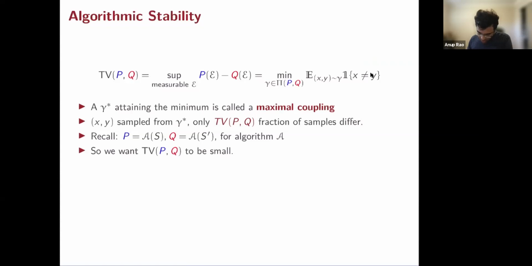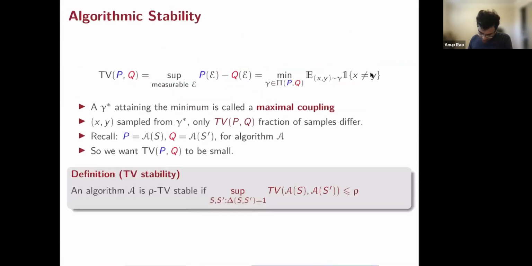So we want the total variation distance between P and Q to be small. And we define an algorithm to be rho TV stable, rho total variation stable, if for all neighboring data sets, which are data sets which differ in, say, 1 point, say S prime is obtained from S by deleting 1 point, the total variation distance of the learning algorithm applied on S and S prime is at most rho.